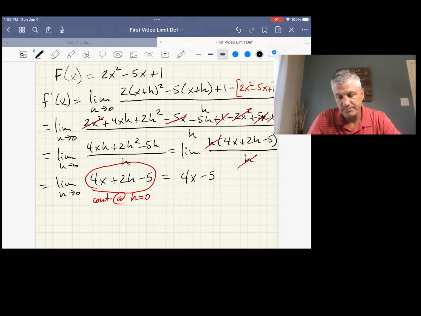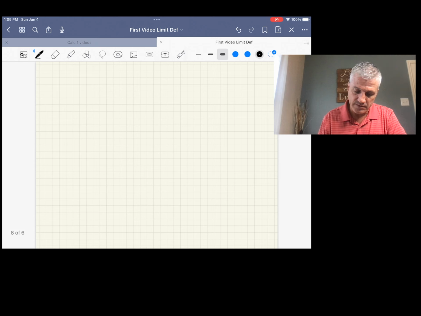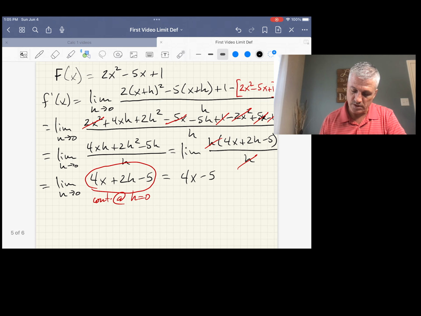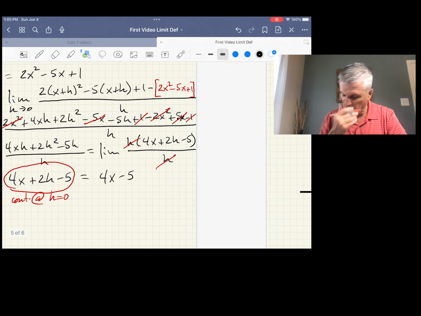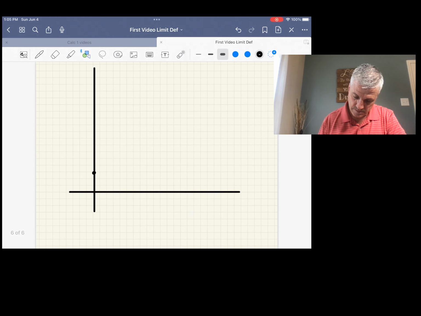Now, just to make really good sense of this from a graphical standpoint, let me graph this function. So it's 2x squared minus 5x plus 1. So we know we have a y-intercept of 1. I'm going to say that this is 1 here. And it's opening up. And so it's probably going to be something like this. Something-ish like that. Okay.